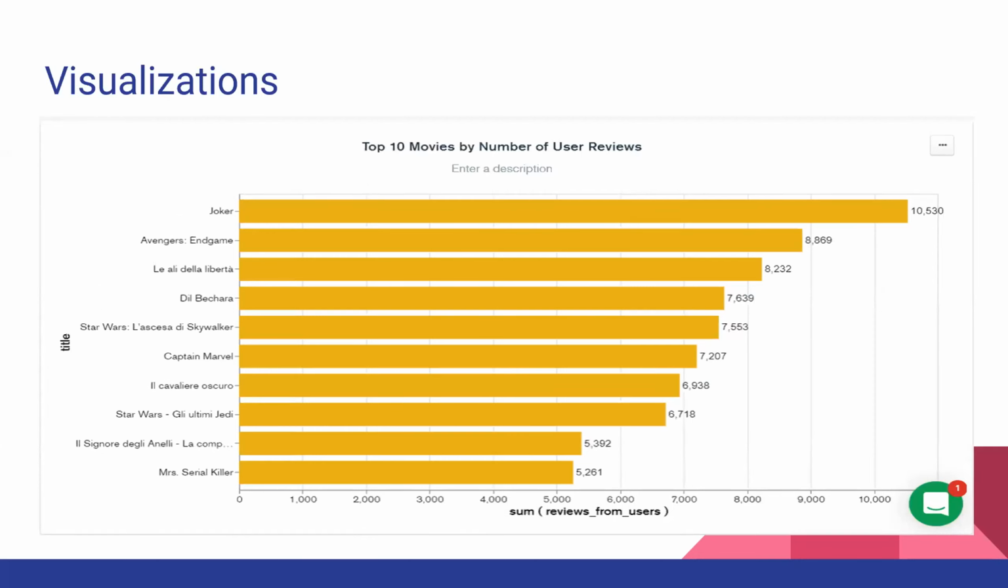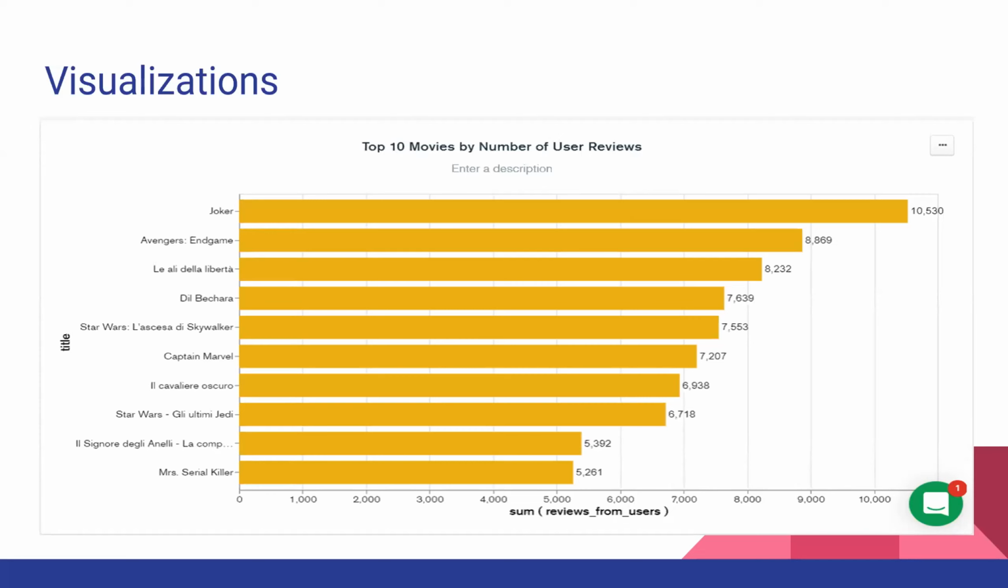Hello everyone. For the visualization, we created visualizations in MongoDB Charts. Here are a few of the visualizations. The first one is the top 10 movies by number of reviews given by the users. We can see Joker has the highest number of reviews received by the users. Then is Avengers Endgame, and so on.